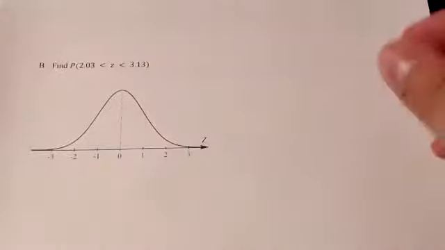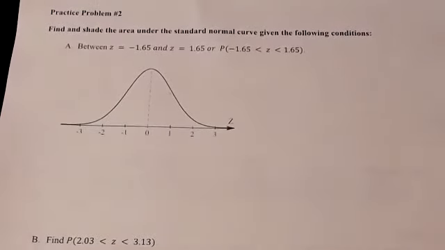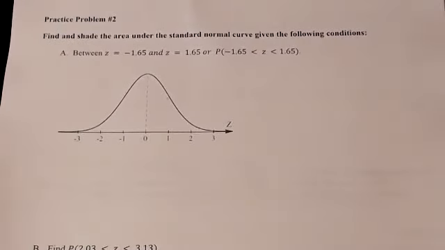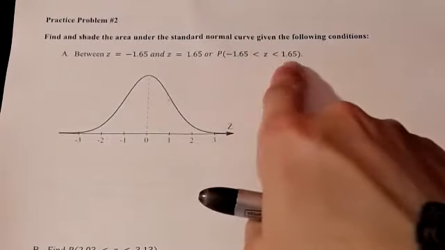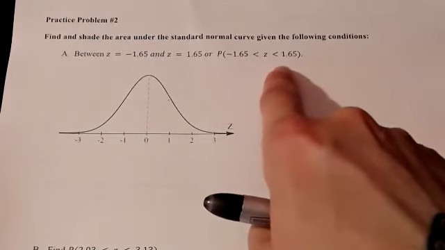Let's look at practice problem number 2. Find and shade the area under the standard normal curve given the following conditions. So we want to find the area between a z-score of negative 1.65 and a z-score of positive 1.65. Look at the notation here for probability. That's very interesting, something to keep in mind.